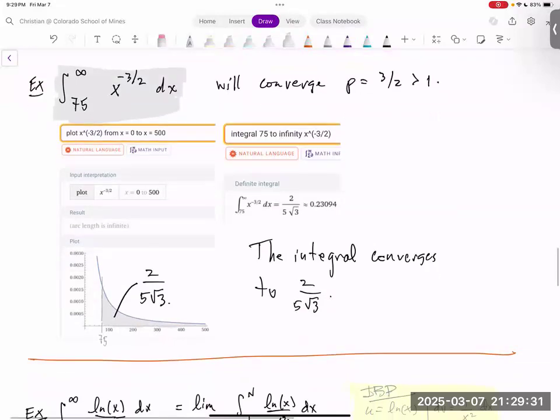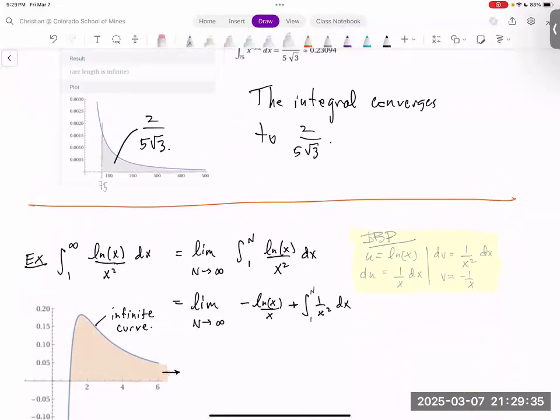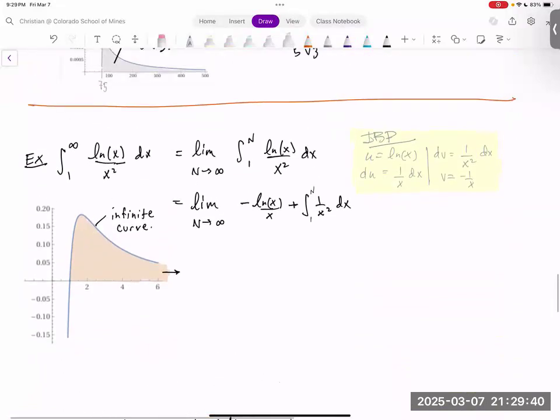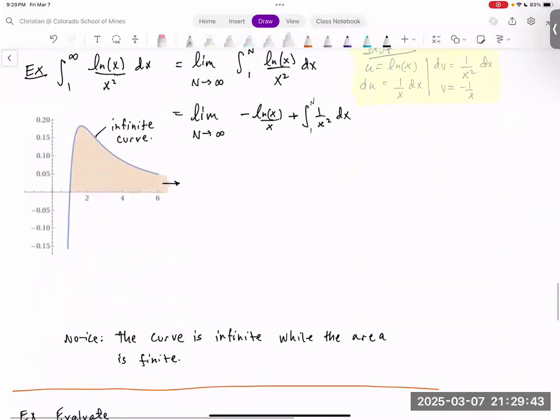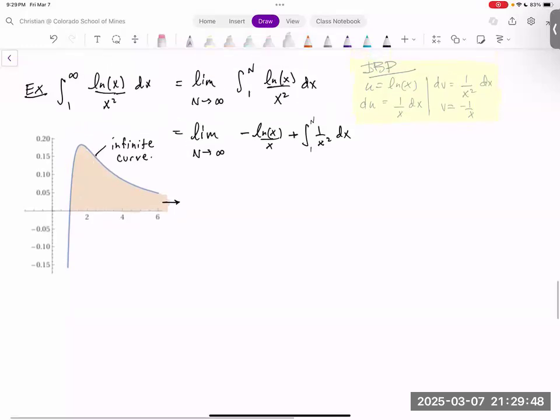All right, two more to look at as they get more tricky. These are not p integrals, so moving on from p integrals. Let's take the integral from 1 to infinity, natural log x over x squared dx. The area that this integral represents is here shaded below. It's an infinite curve. Question is, does that integral converge or diverge? Does the area underneath converge or diverge?